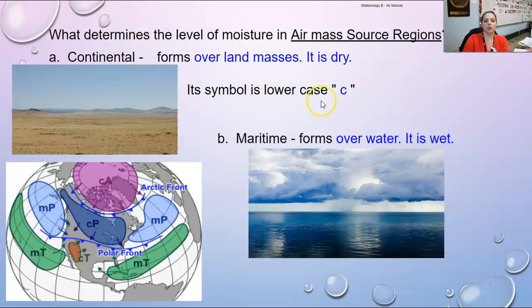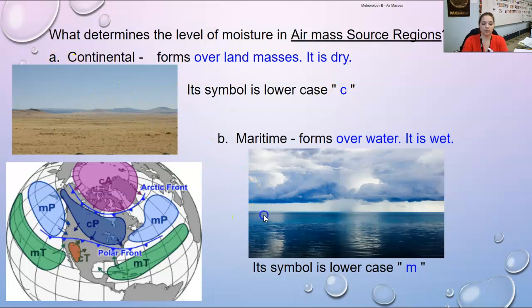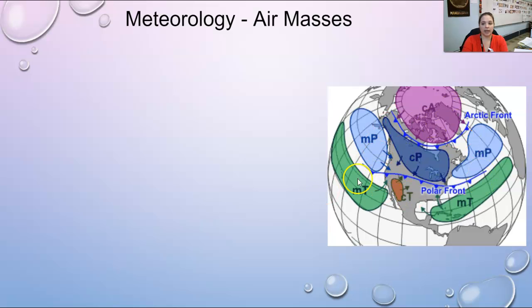So if little c is continental, what do you think maritime is going to be? Well, it's going to be signified by a lowercase m. So lowercase m, maritime, water. If you flip that m upside down, it's a W, water. c, continental, it's definitely dry. All right, so looking at this again.